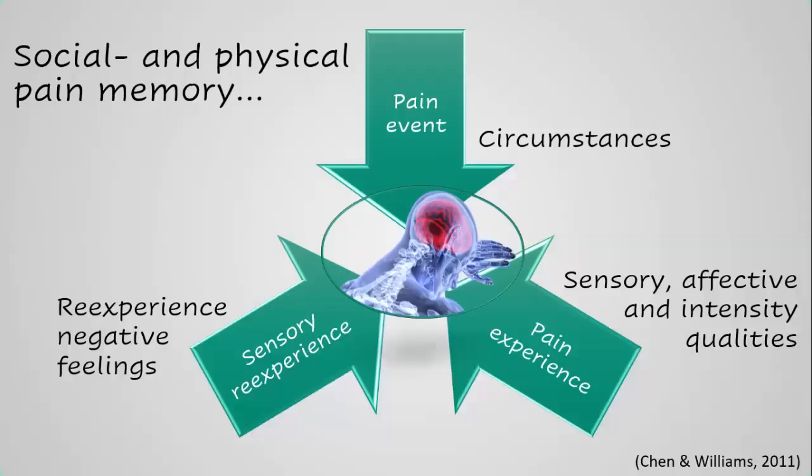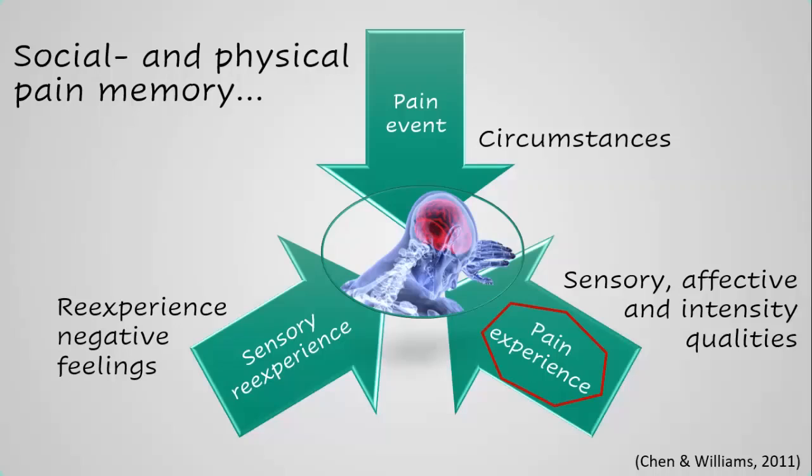Jen and Williams suggest that there are 3 components to pain memory. The pain event memory, that's the circumstances of the pain experience. Because the event is usually accompanied by intense emotions, it's very likely that it will be stored in the long-term memory with a lot of detail. The pain experience memory refers to the sensory, affective, and intensity qualities of the pain. So someone will be able to describe the experience in detail and with great accuracy.